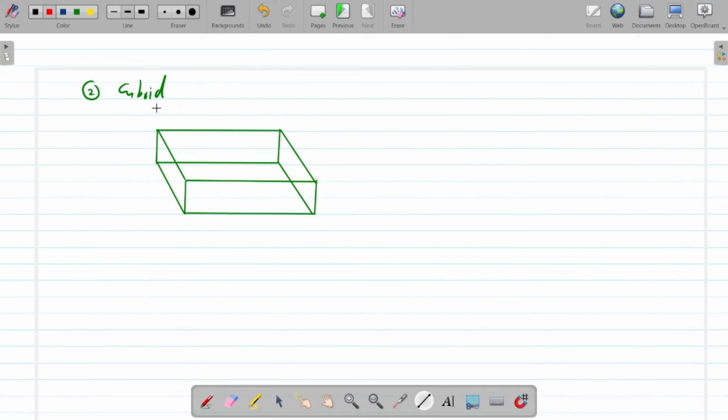Second shape we have is a cuboid, and a cuboid is very similar to a cube. You could say it's two rectangles. You first make this one, then this one, and then just join the lines in the middle. Now the volume of this is going to be length times width times height. This is your length, that's your width on the side over here, and this is your height. Now that's for the volume.